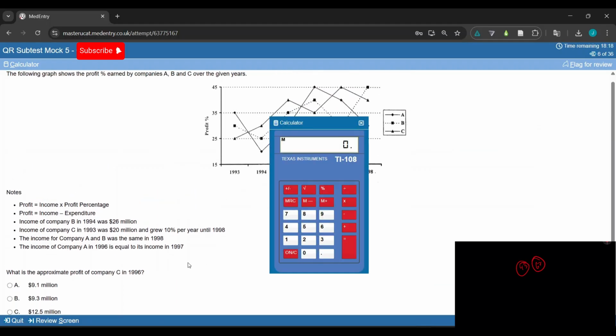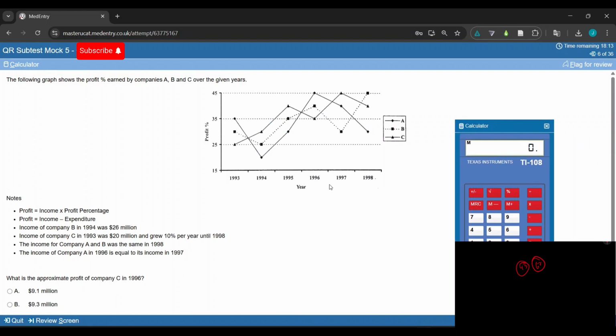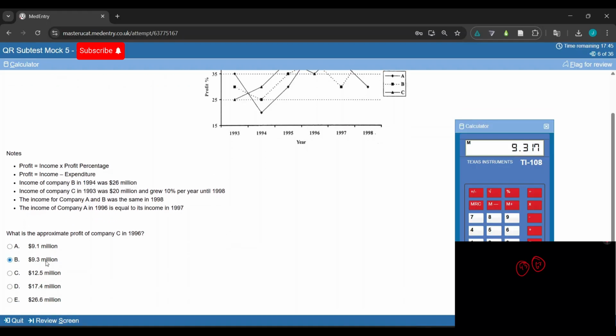Okay, what's the approximate profit of company C in 1996? Company C in 1996, 35%. 1996, 10 million per year, so it's going to be 20 times 1.1 times 1.1 times 1.1, and then times this by the profit percentage for C in 1996, which is 0.35, so that's 9.3 million.